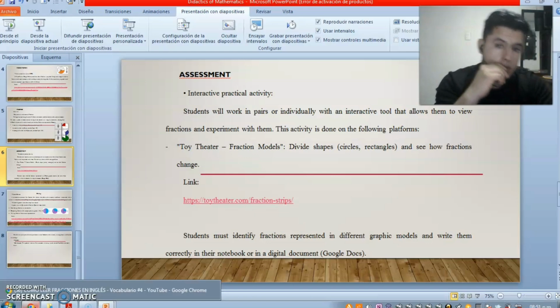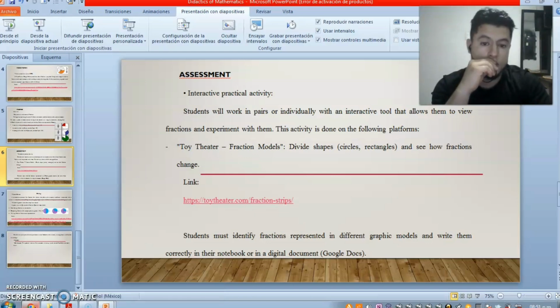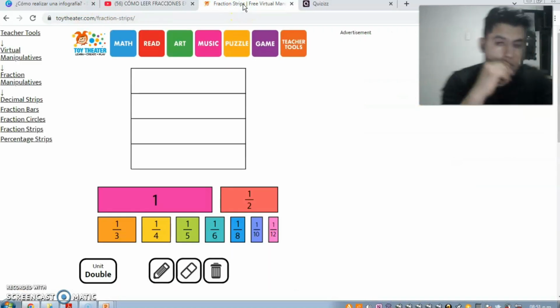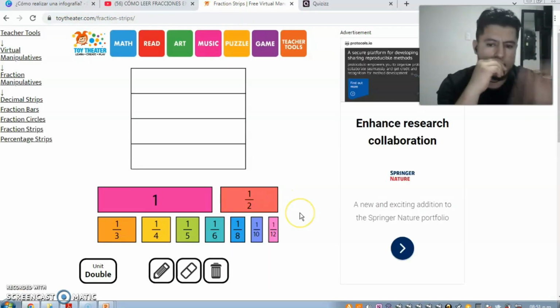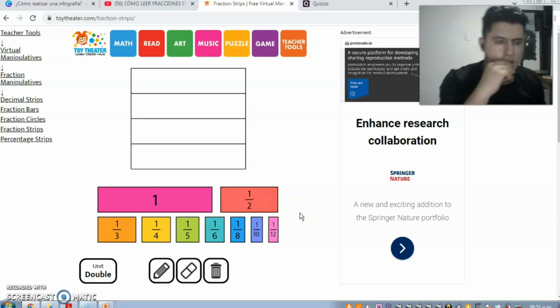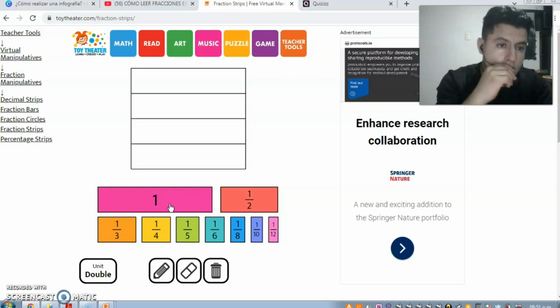Okay, now we are going to practice with an interactive tool. We will use toy theater fraction models to see how fractions change when we divide different shapes such as circles and rectangles. In this activity, you will identify fractions represented graphically and write them correctly in your notebooks or on a digital document. This will help you consolidate your understanding.